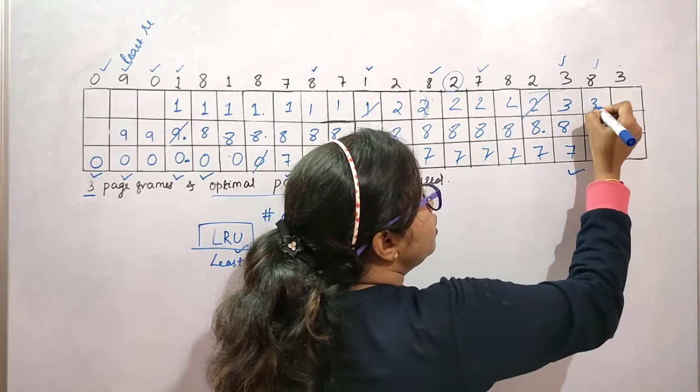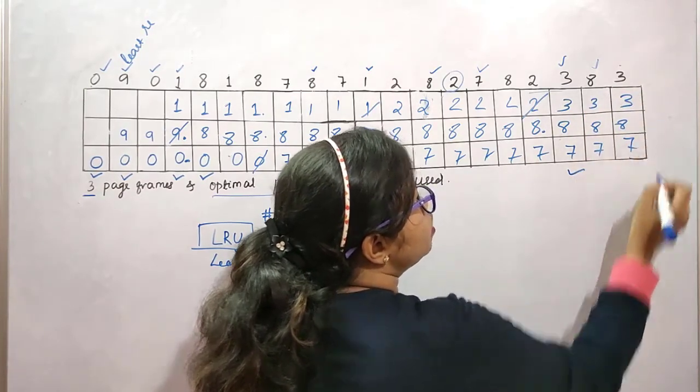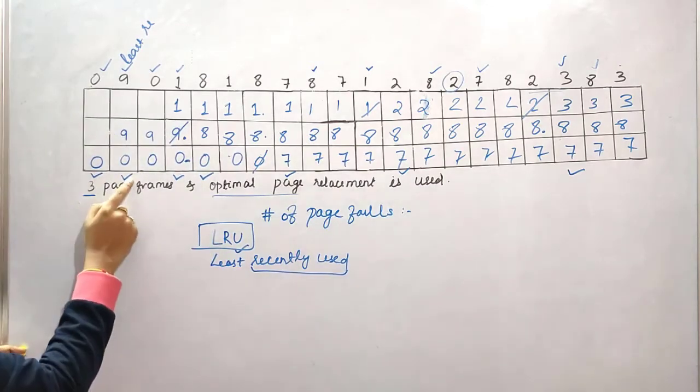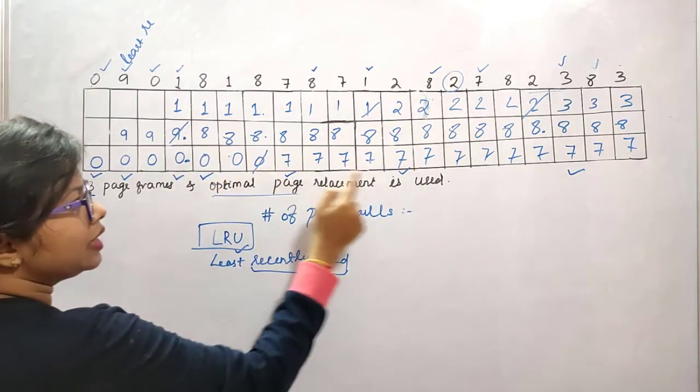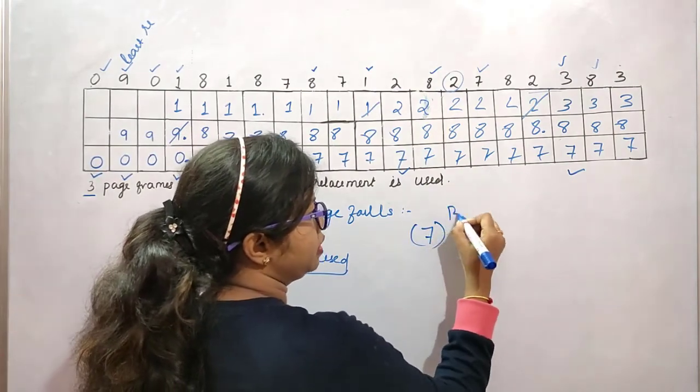Again there will be no page fault because 8 is present and 3 is also present. So how many page faults will there be? 1 2 3 4 5 6 7. So the number of page faults will be 7 and the option there was B. Okay.